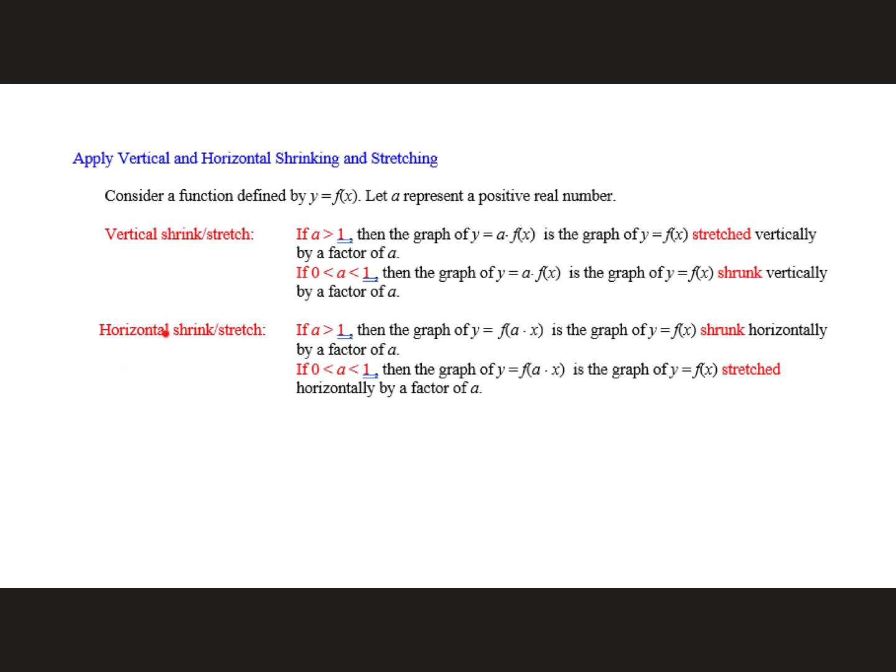And then a horizontal shrink or stretch is happening horizontally, which means it's happening to the x. We can tell this because it's inside with the x. So if a is greater than 1, then we're going to have a horizontal shrink by a factor of a. If a is between 0 and 1, you're going to have a stretch. And again, this has to do with how it is affected relative to the x-axis. So if it is shrunk, it's pushing it away from the x-axis. If it is stretched, it's going to seem like it's pushing it toward the x-axis.